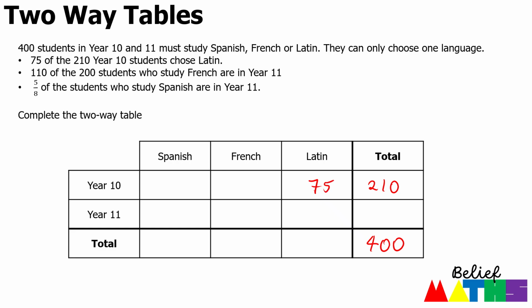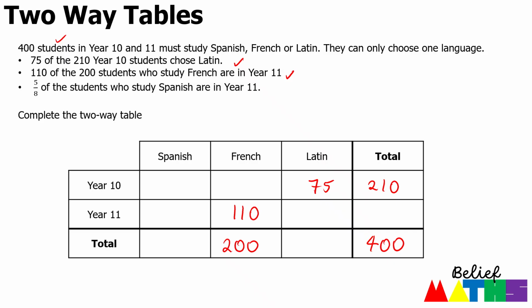110 of the 200 students who study French are in year 11. So that tells us 200 students study French and 110 of those students is in year 11. So that's that information. And again, always concentrate on trying to fill in the information first. I know you can see some quick calculations you can do now, but we're going to fill in all the information first. Then it says 5/8 of the students who study Spanish are in year 11. There's nothing we can do with that yet. Okay, so we're going to have to remember to come back to that.